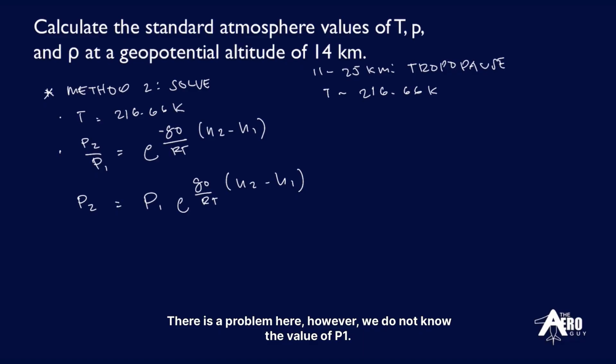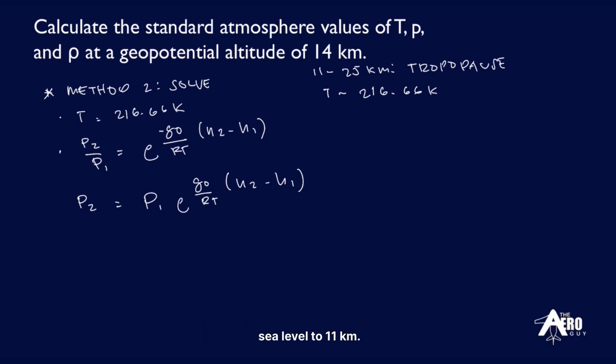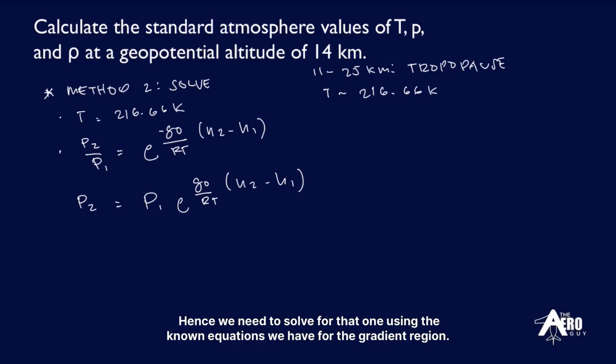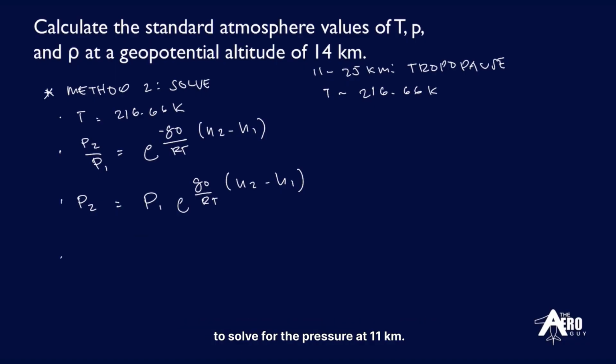There is a problem here, however. We do not know the value of P1. We cannot use the value at sea level because there has been a change in temperature from sea level to 11 kilometers. Therefore, what we can use is the 11 kilometer pressure. Hence, we need to solve for that one using the known equations we have for the gradient region. So we will pause this equation for now, and we will use a different equation just to solve for the pressure at 11 kilometers.